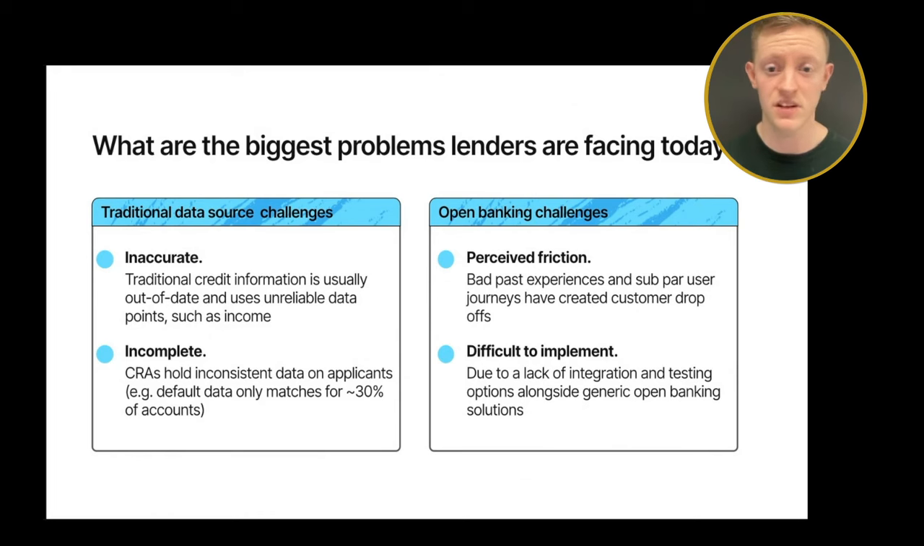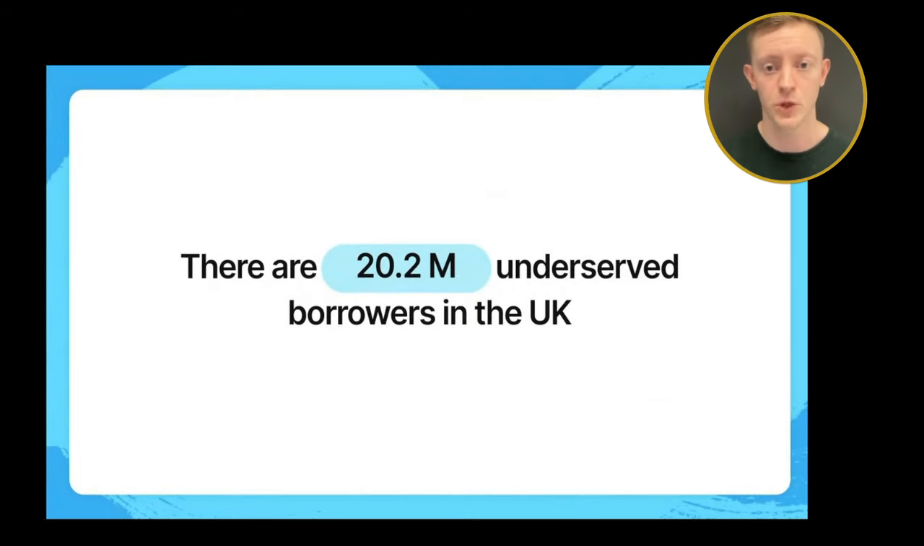The second are perceived challenges with open banking. Early experiences with open banking may have been a bad experience or working with a solution which caused a lot of consumer friction and ultimately dropout. There are also challenges around how you implement open banking data. Often there are mature internal processes, and disrupting these can be challenging. But ultimately, this impacts the borrower and the end user, creating 20 million underserved consumers here in the UK, with over 60% of borrowers not finishing loan applications. So let's see how we solve this.